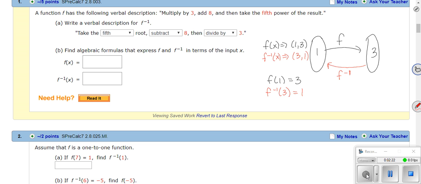Okay, so that's how inverse functions work. Every x gets mapped to a y, or every input to an output, or every domain to a range. And then the inverse function takes that same number in the range and maps it back to the number it came from in the domain.